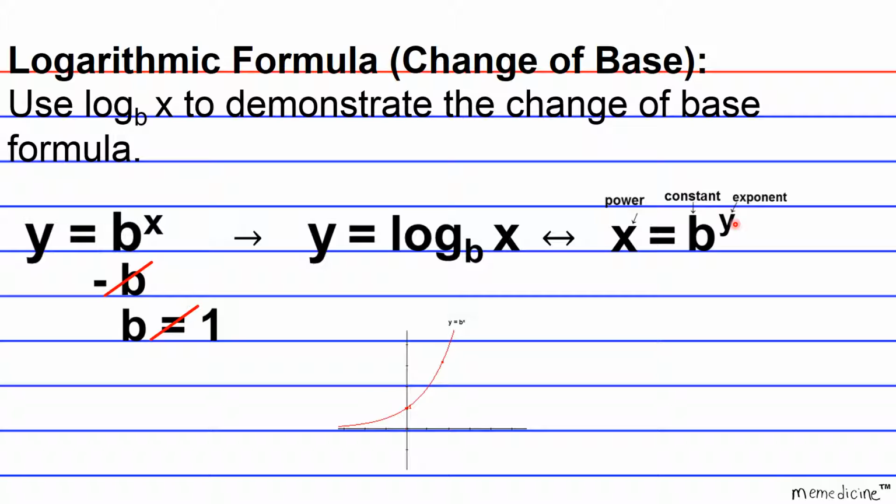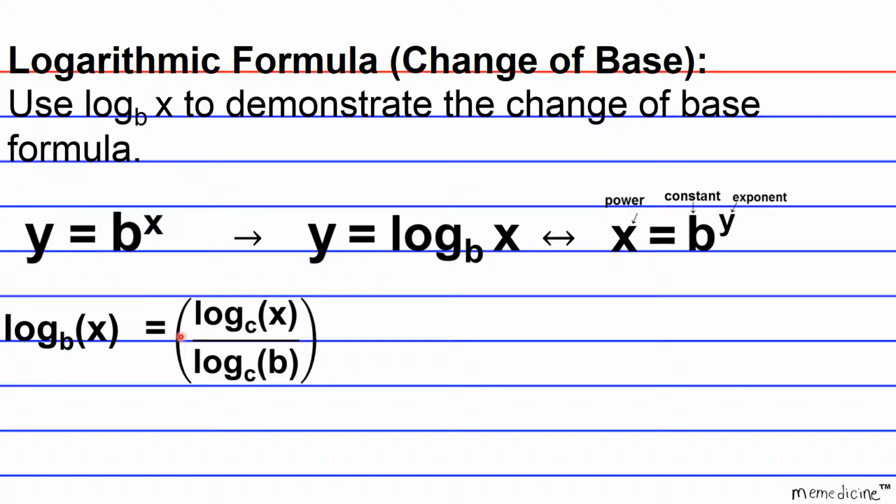On a coordinate plane, the logarithmic function is going to be the reflection of the graph of the corresponding exponential function over the line y equals x. Okay, so here goes what our logarithmic function looks like. All right, we basically flipped it or reflected it over the line y equals x. So in the case of log base b of x, it's going to be equivalent to this formula, the log base c of x divided by the log base c of b, okay?